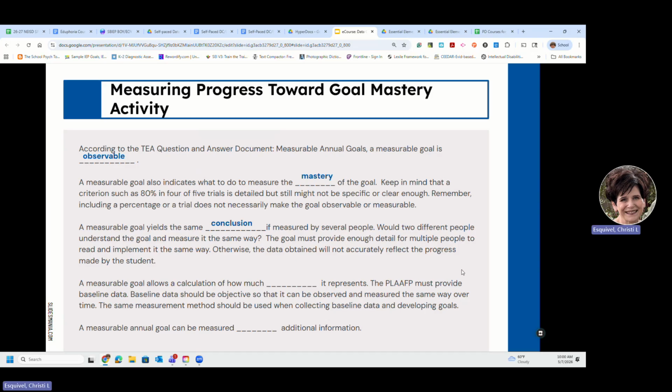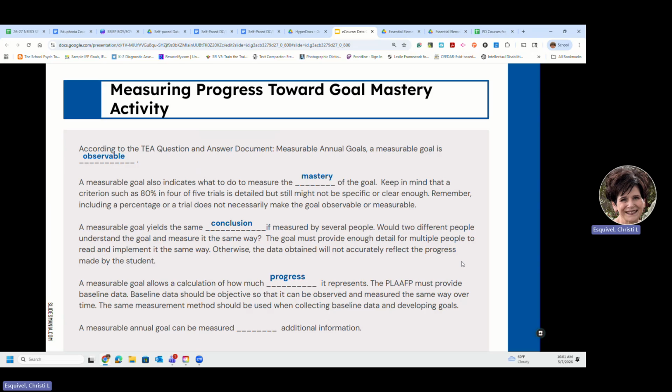A measurable goal yields the same conclusion if measured by several people. Would 2 different people understand the goal and measure it the same way? The goal must provide enough detail for multiple people to read and implement it in the same way. Otherwise, the data obtained will not accurately reflect the progress made by the student. A measurable goal allows a calculation of how much progress it represents.